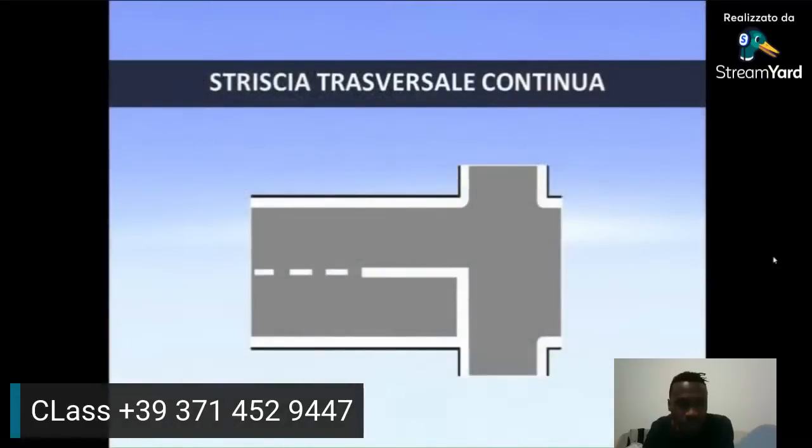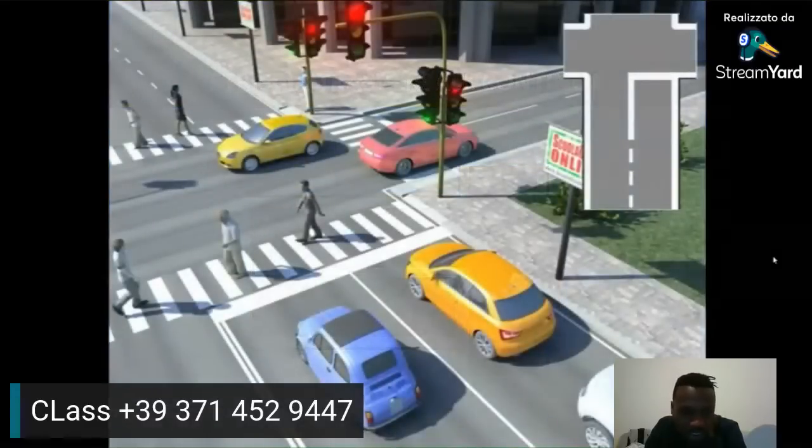Striscia trasversale continua. So the linea trasversale continua is the white thick line. This is it. It is the white thick line where we have to stop our vehicle at an intersection, at any intersection actually. So it's exactly where we have to stop our vehicle.